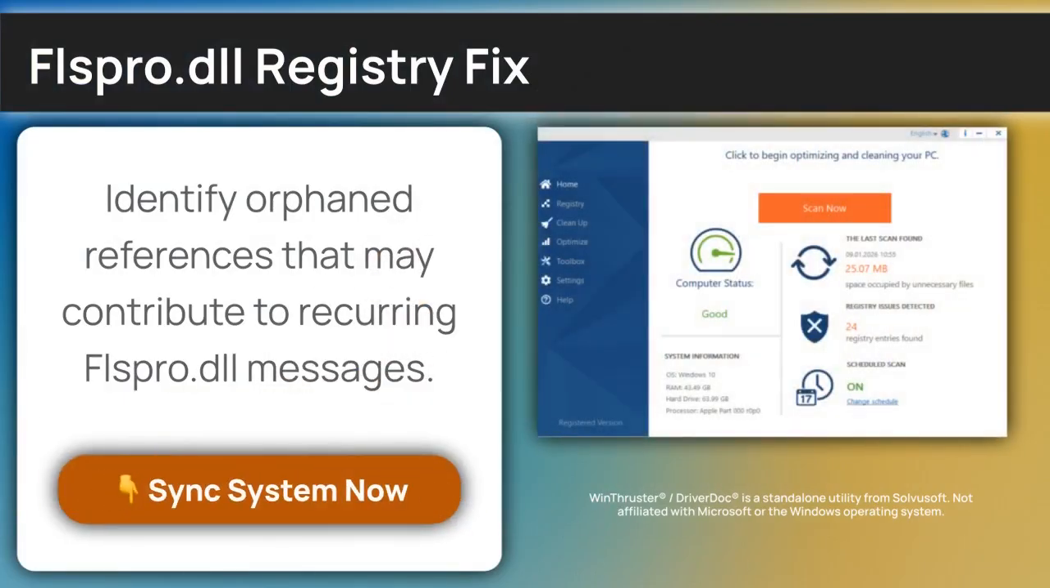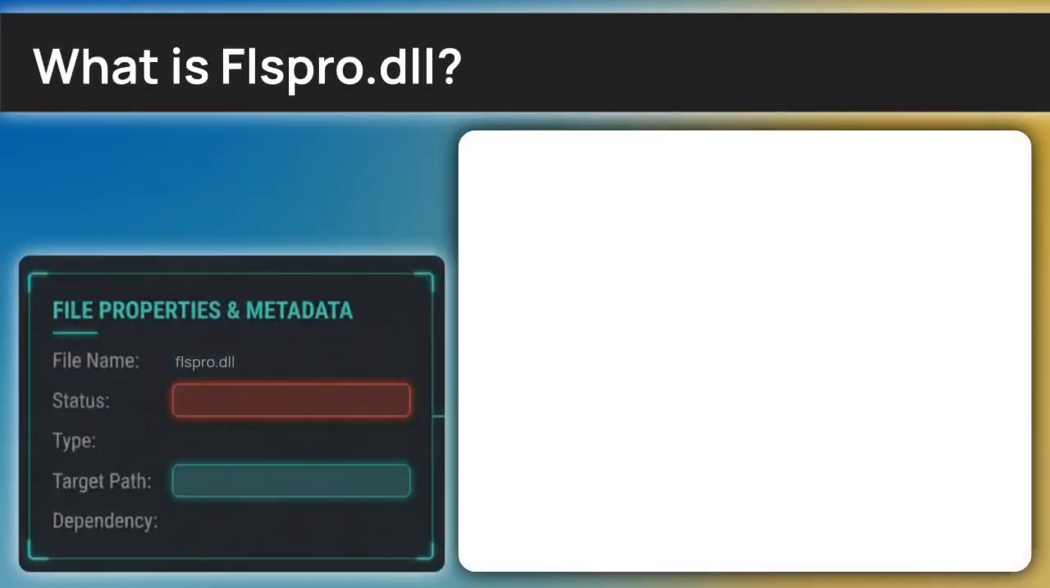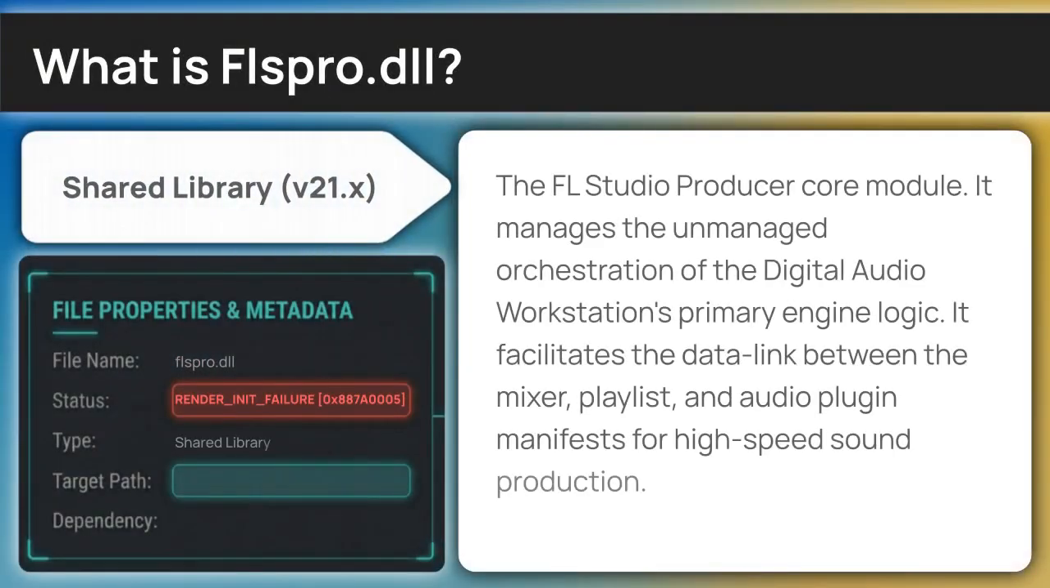This is the Flspro Library, the FL Studio Producer Core module. It manages the unmanaged orchestration of the digital audio workstation's primary engine logic. It facilitates the data link between the mixer, playlist, and audio plugin manifests for high-speed sound production.